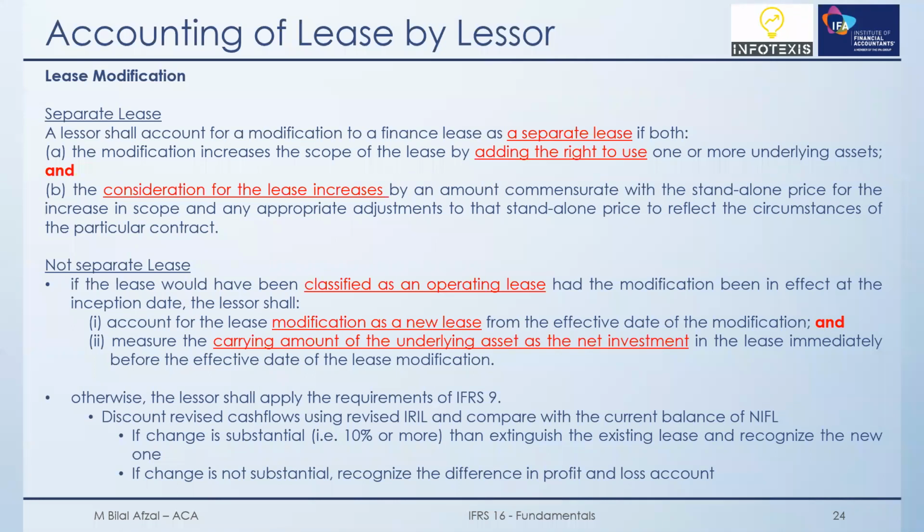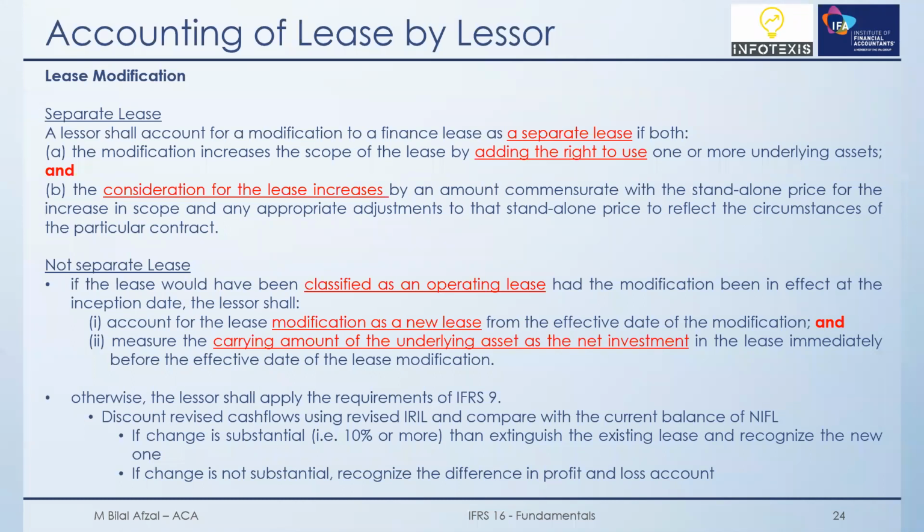But if this is not the case, then here's the tricky part. The lessor has to assess that, had this modification been in place at the inception date, would this lease be classified as an operating lease, or would it remain a finance lease? For example, if this modification was known to the lessor at the beginning, and considering that modification, the lease would have resulted in an operating lease, then the lessor has to account for it as a new lease and extinguish the existing one, right?